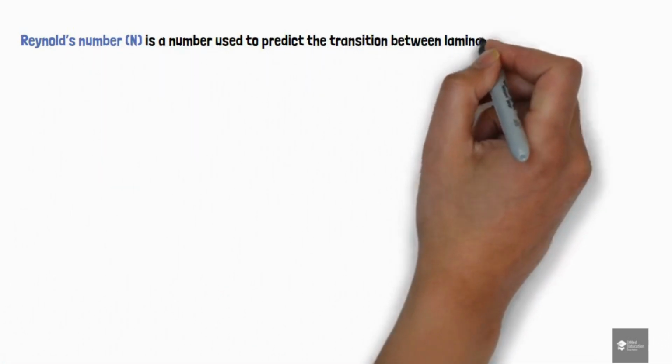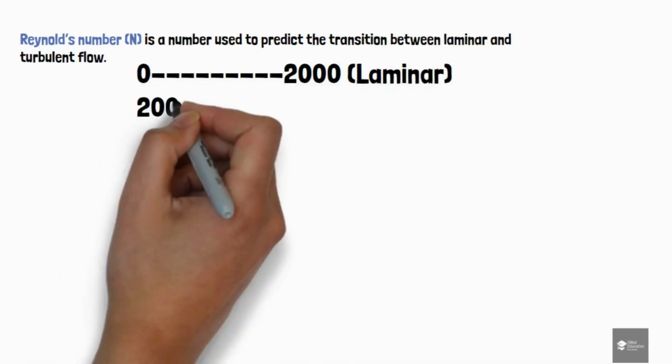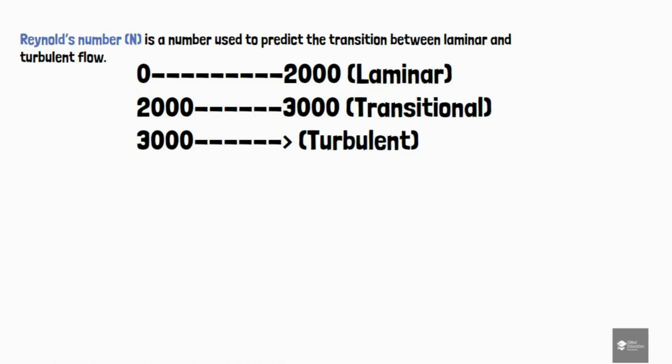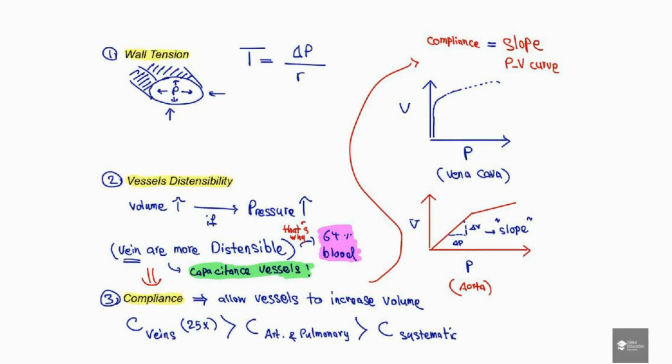Reynolds number is a number used to predict the transition between laminar and turbulent flow. So from 0 to 2,000 is laminar, 2,000 to 3,000 is transitional, and above 3,000 is turbulent. So this number is really important. Please memorize it. And the other thing that we need to talk about is wall tension. Wall tension is the difference between the pressure inside the artery and outside the artery divided by the radius of the vessel.